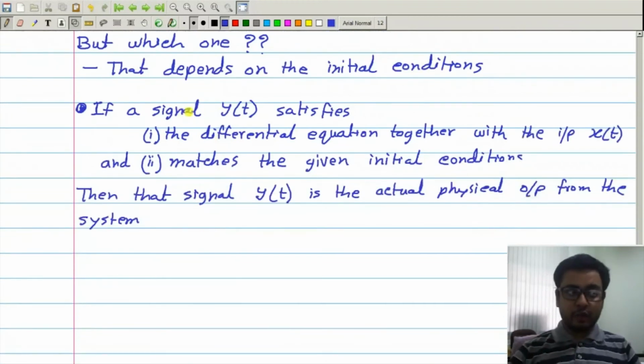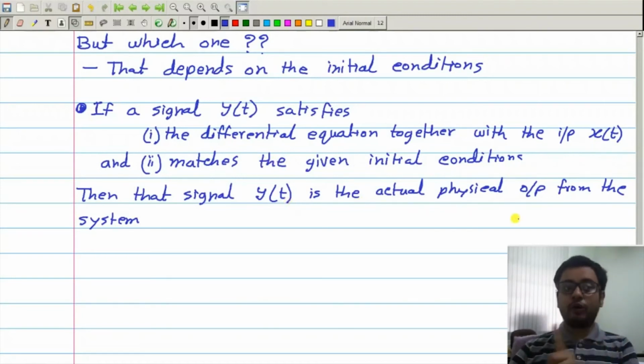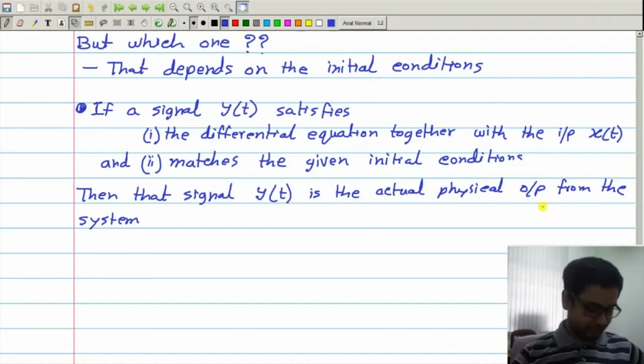If one signal y(t) satisfies both the differential equation together with the input as well as the initial conditions, then that is the one which will come out as the output. This is a very important fact that you must understand.